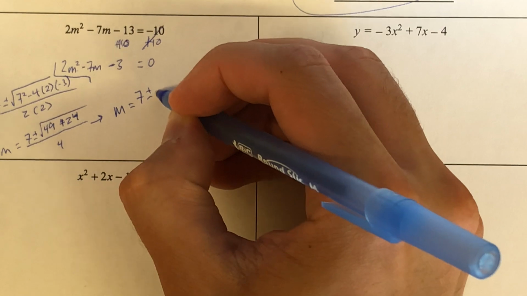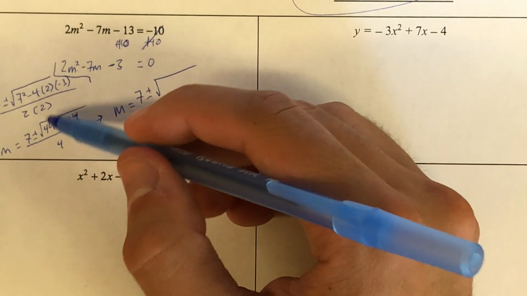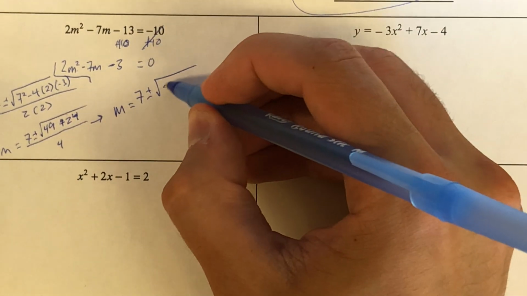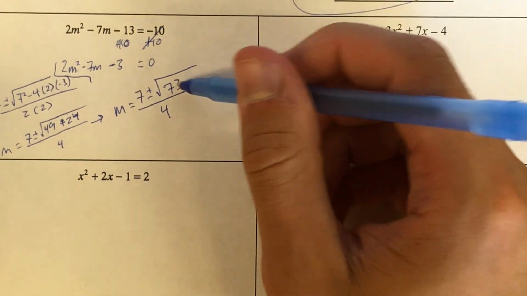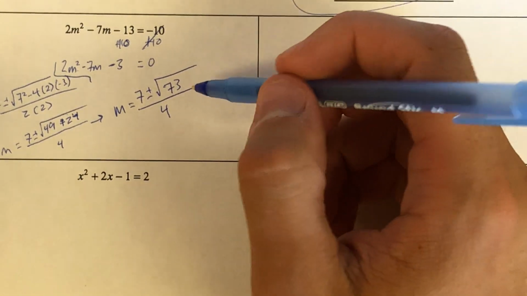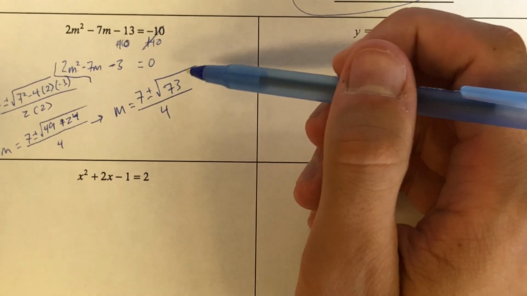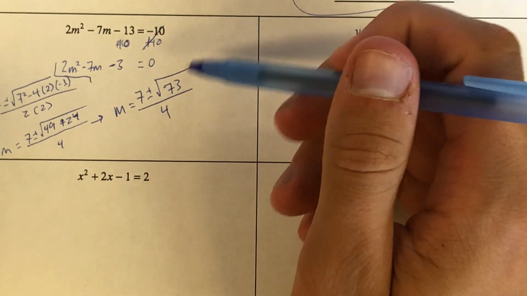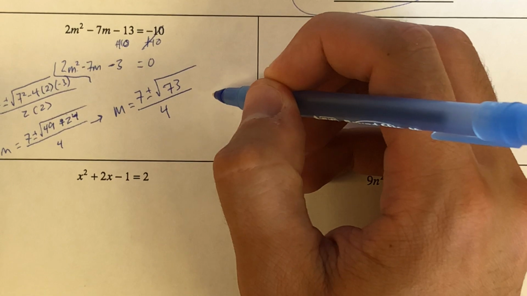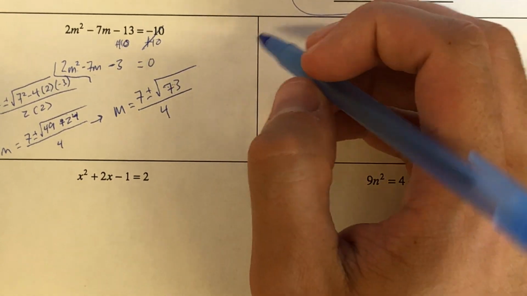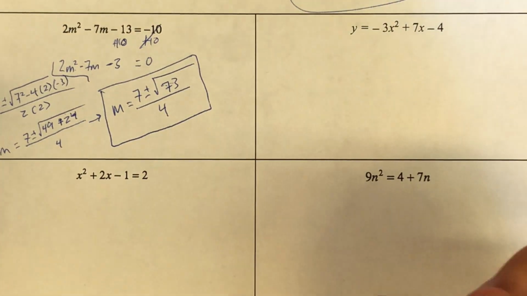So we have 7 plus or minus the square root of 49 plus 24. So 49 plus 20 is 69, plus 4 is 73, all over 4. 73, do any perfect squares go into 73? 9 doesn't, 4 doesn't, 16 doesn't, 25 doesn't, 36. Nope. So we're all done. There's no way we can simplify that any further. You can write it as the plus and minus separate, but you can leave it like this too. That's fine with me.